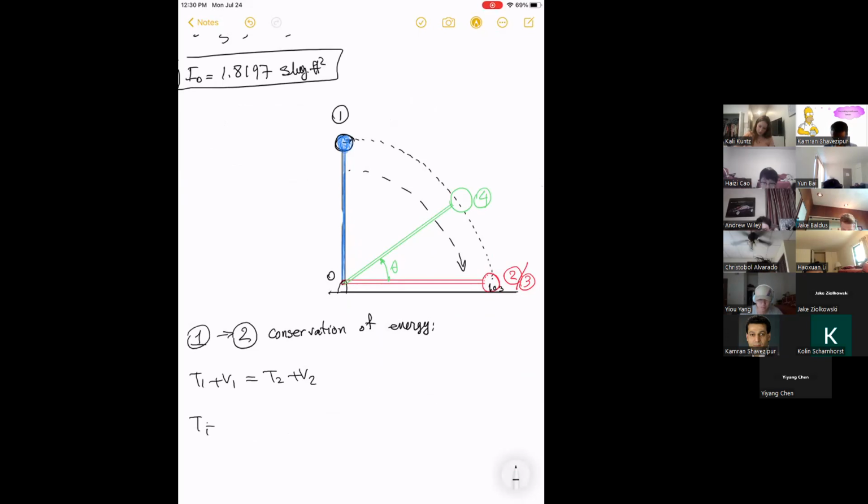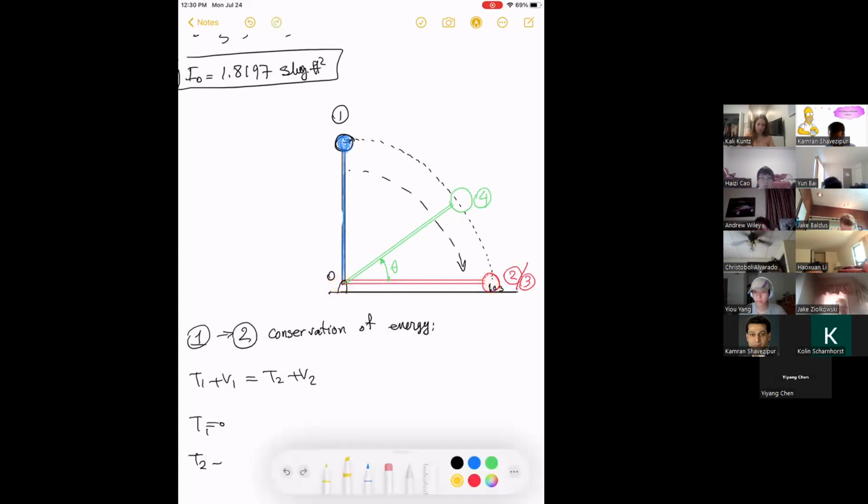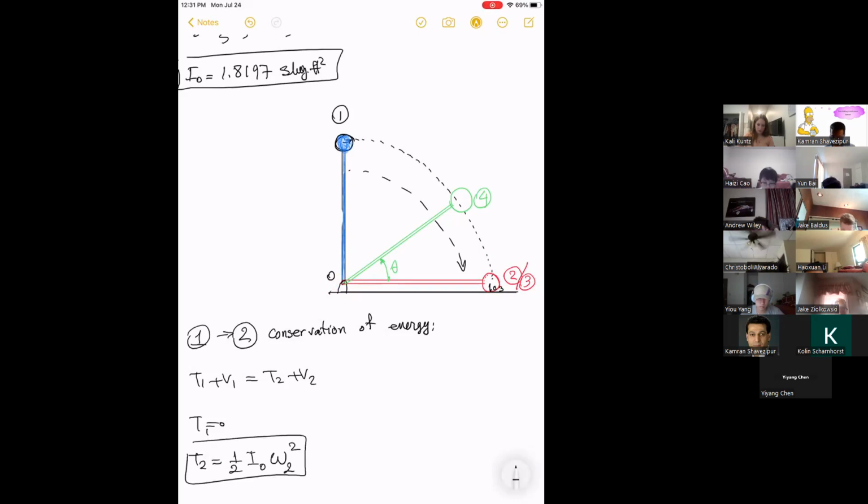Now T1 is 0 because it doesn't move at the beginning, it is at rest. T2, the whole object here is a rigid body rotating about a fixed point, right? So if that's the case, then T2 is going to be half I_O omega 2 squared. There's no spring here, so when we want to calculate V1, it's only gravitational potential energy.